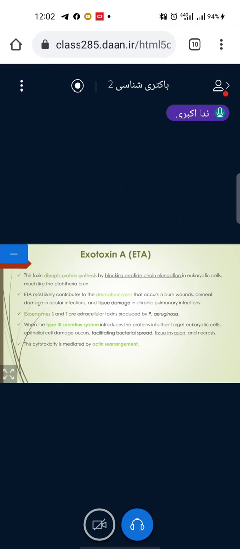Okay, now we want to speak about exotoxins. In Pseudomonas species, 3 types of exotoxins are recognized, are identified. One of them, which is the most important, sorry, is Exotoxin A or ETA.